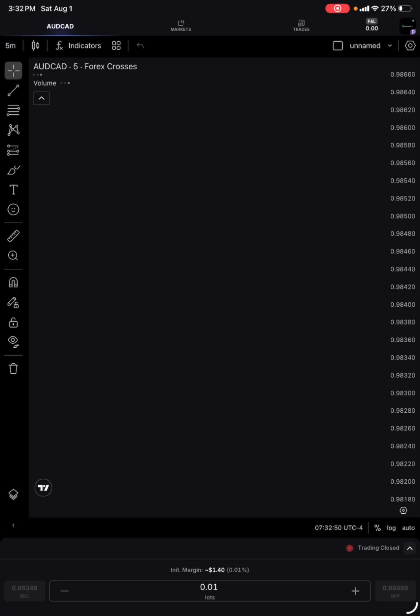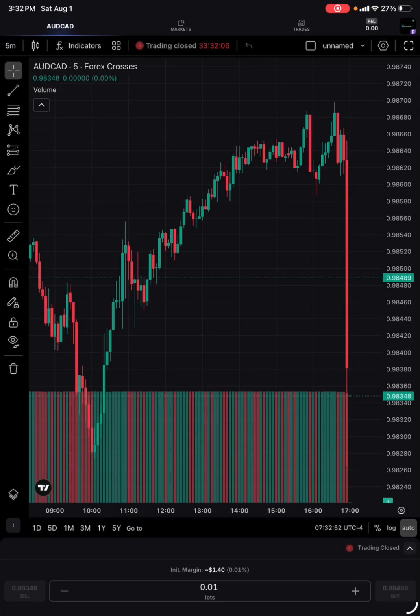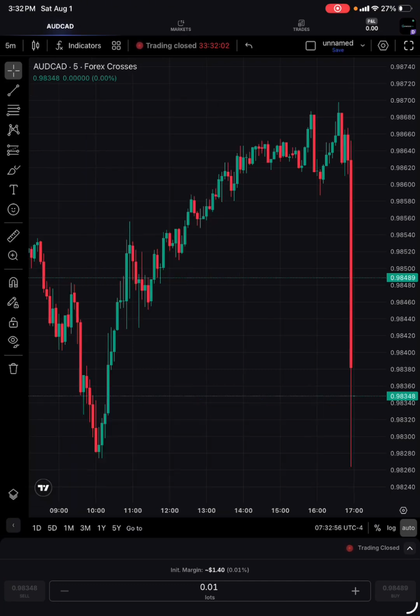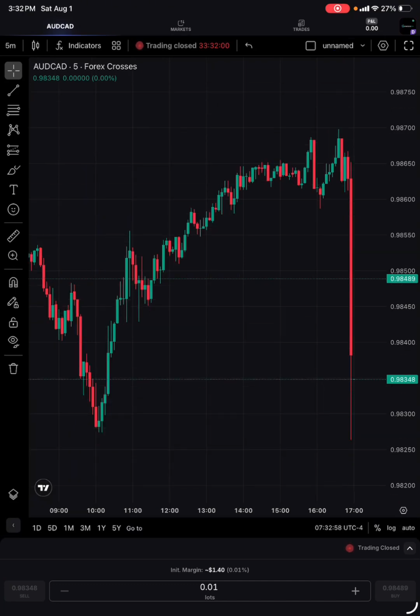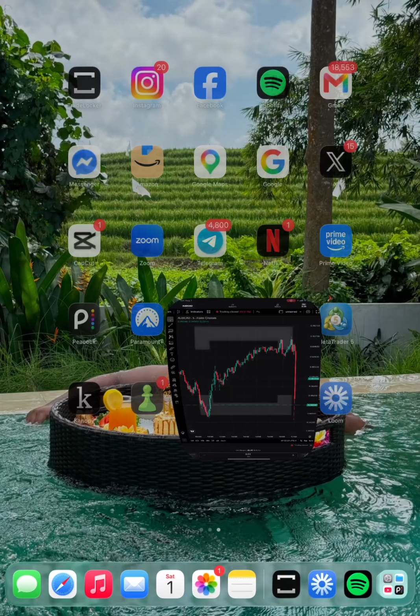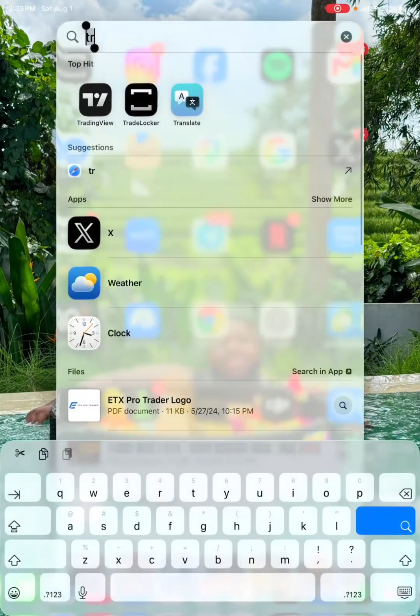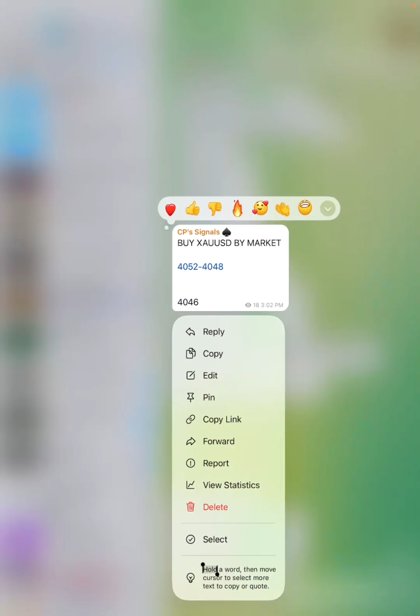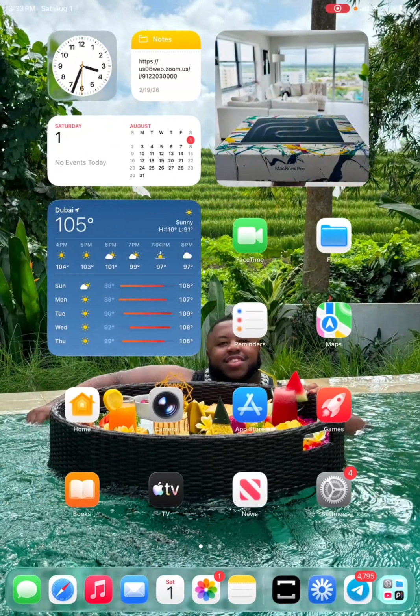So what I want to do in this video is show you how to get sharper with your entries, but also taking the signals that we send out in the community. That's super important across the board to be able to identify. Example here: buy XAUUSD by market, 452 to 448. 446 is your stop loss.